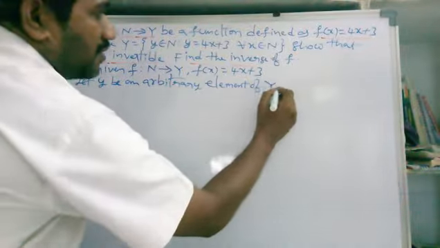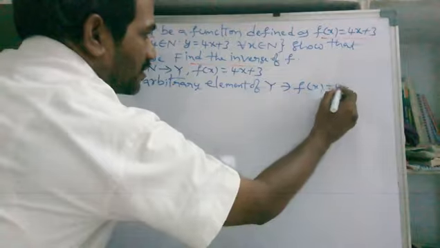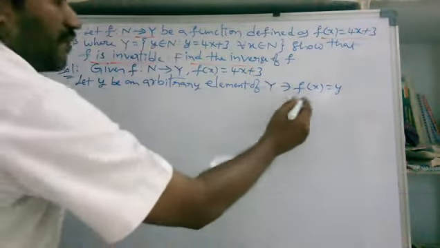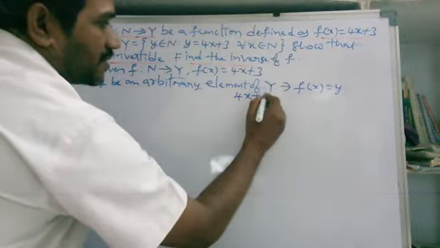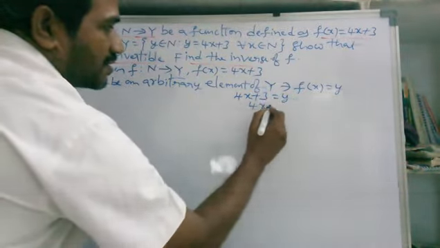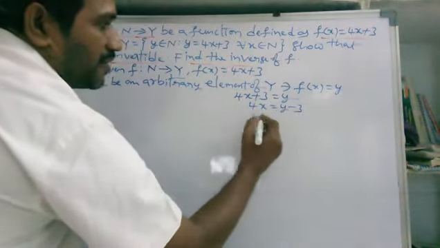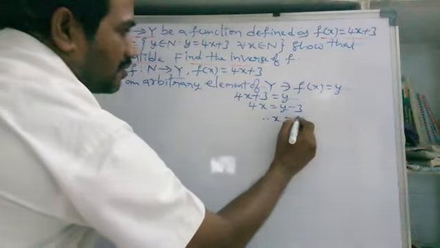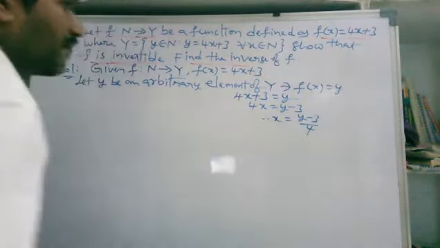So you take y such that f of x is equal to y. f of x is 4x plus 3, so 4x plus 3 is equal to y. So 4x is equal to y minus 3, taking 3 to this side. Therefore x is equal to y minus 3 by 4.